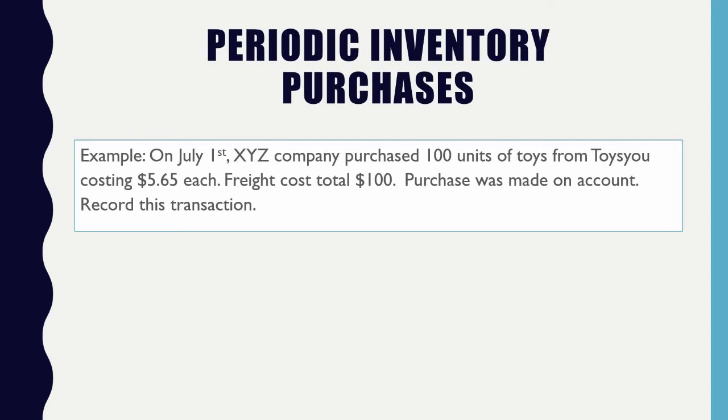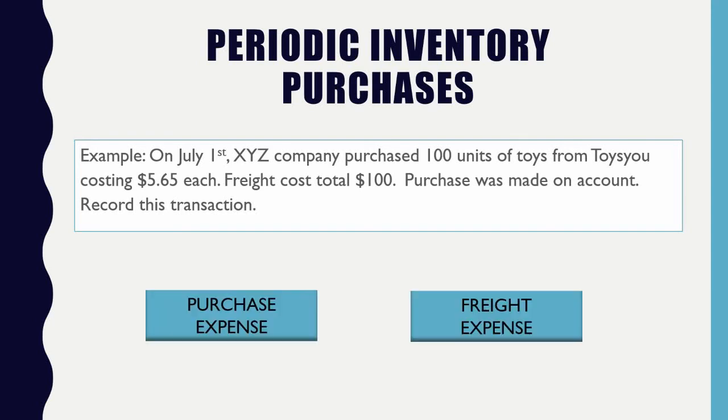Freight costs are a total of $100. The purchase was made on account, so that means you're owing them. You're not paying them right now. So how do you record this transaction? Again, we're going to be looking at two accounts here. We're going to look at purchase expense, and we're going to learn about freight expense.